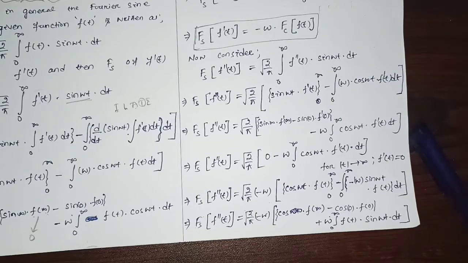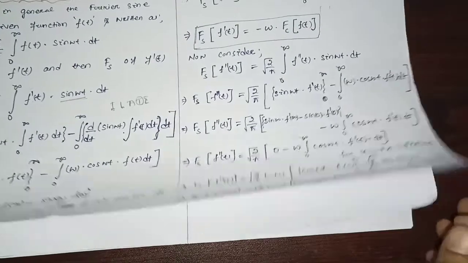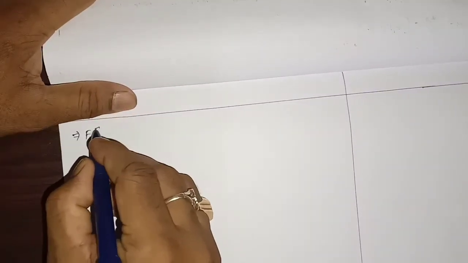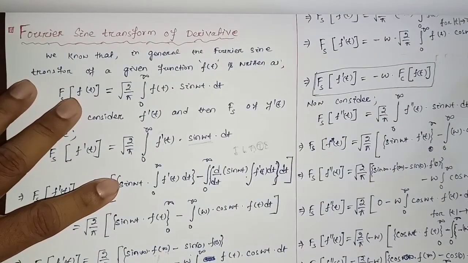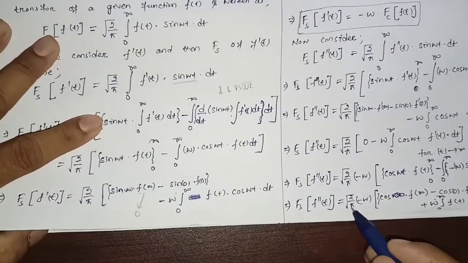So what we found, we have to write on the next page, that the Fourier sine transform of the double derivative of a function will be equal to root over 2 by pi, minus omega is there.